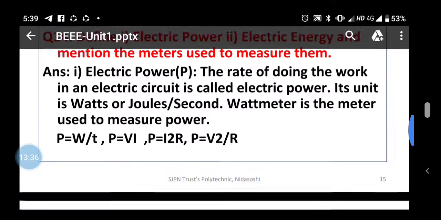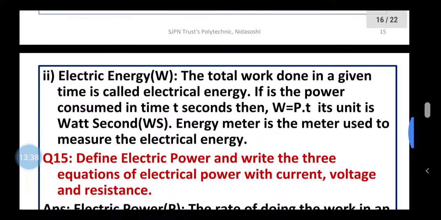Now what is electrical energy? The total work done in a given time is called electrical energy. The rate of doing work is called power, and how much amount of power is consumed with respect to time is measured in terms of electrical energy. So if it is the power consumed in time t seconds, then energy consumed can be written as W is equal to P into T.